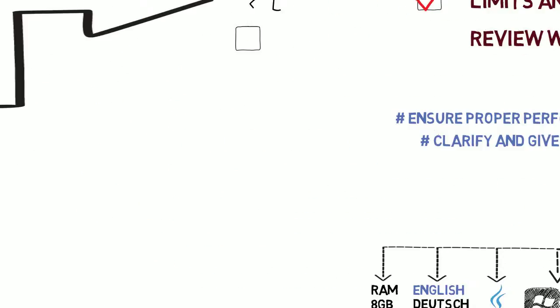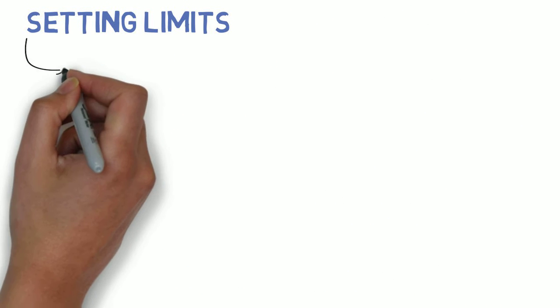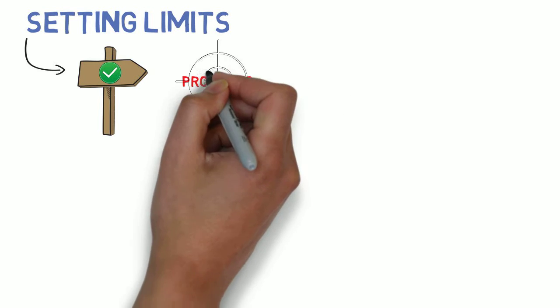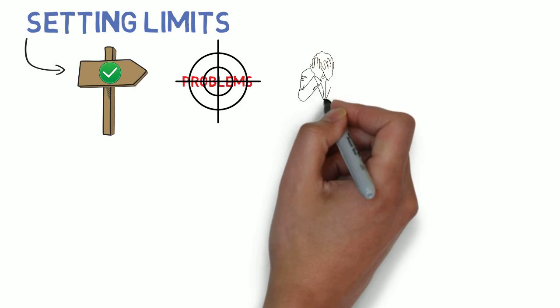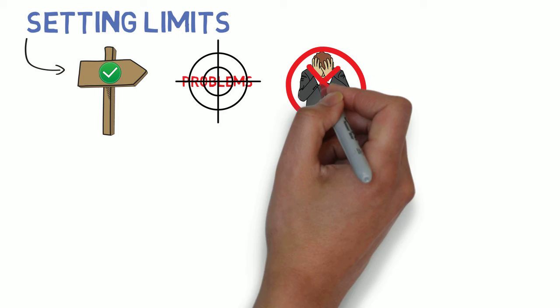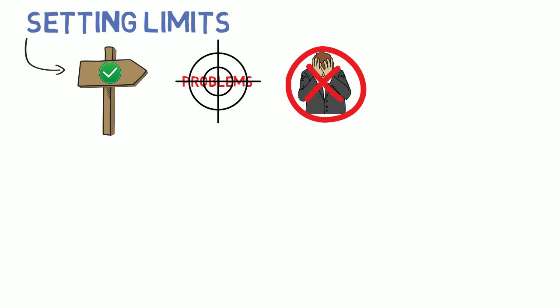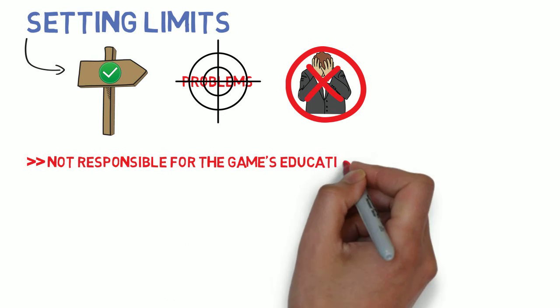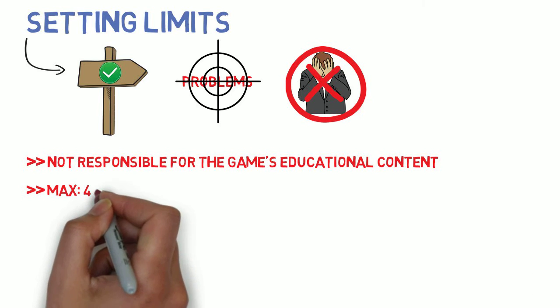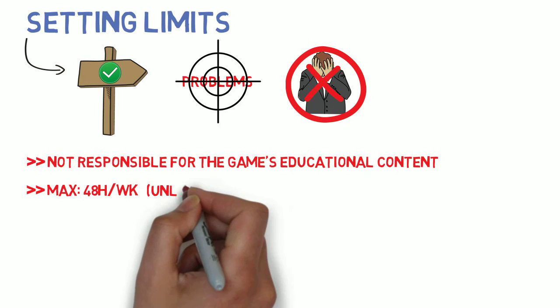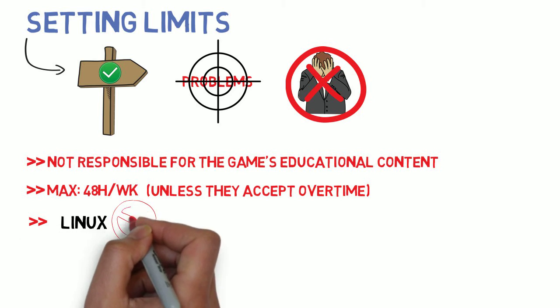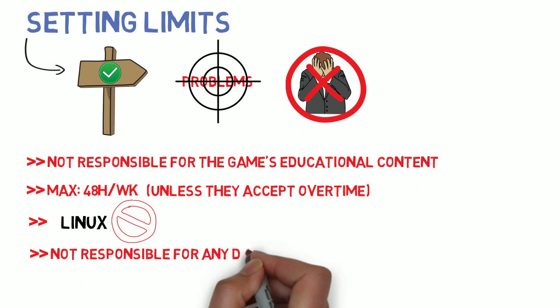The project scope is not only about defining objectives but also about setting limits. Defined limits will reassure that the team stays on track and focus on solvable problems and that the customer does not grow false expectations on the team work. For our project, our development team is not responsible for the game's educational content. Workers can only work up to 48 hours per week unless they accept overtime. Not available in Linux. Not responsible for any deaths.